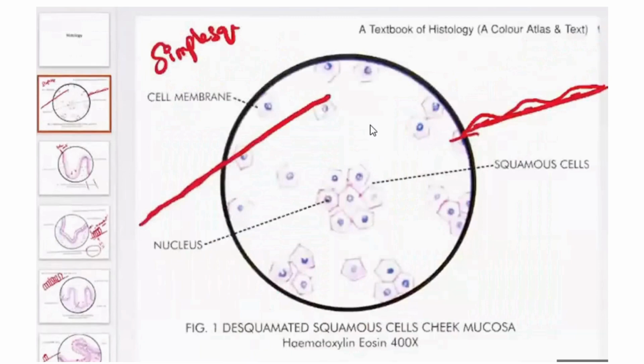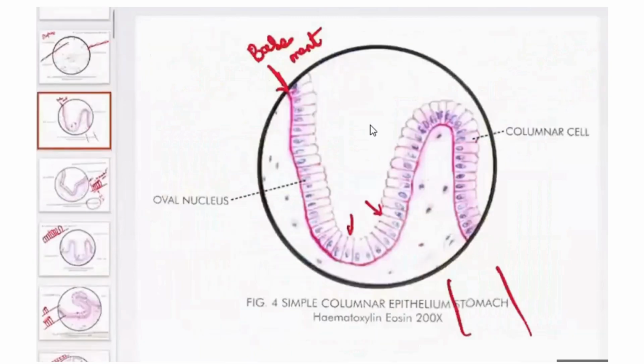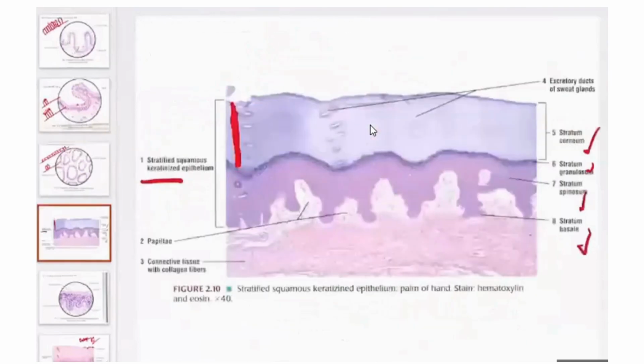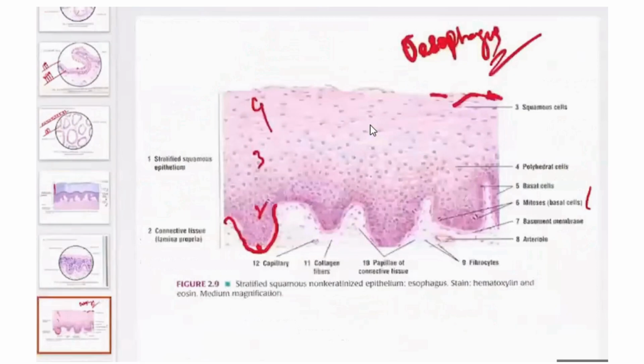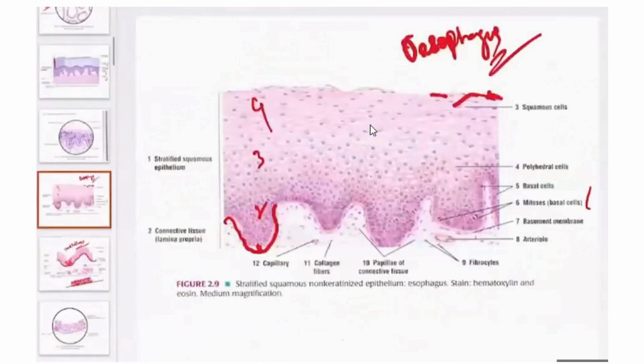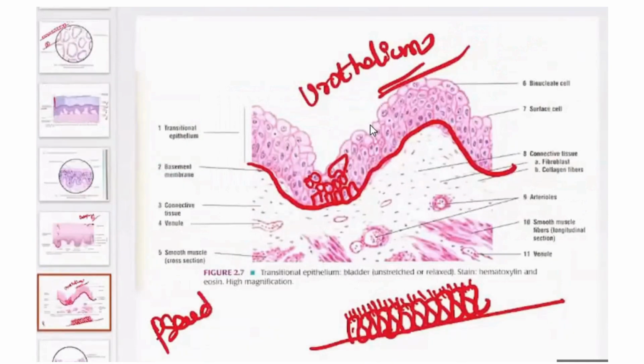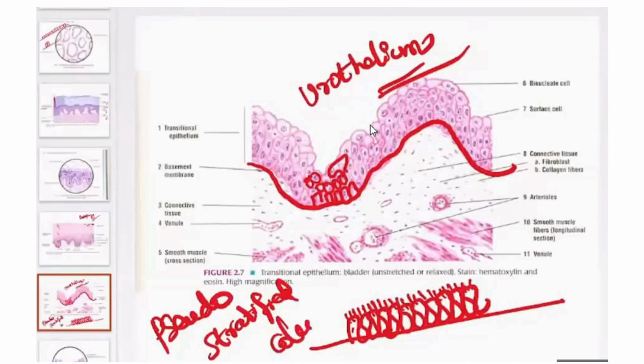So far we completed epithelium: simple squamous, columnar, simple cuboidal, stratified squamous keratinized, stratified squamous non-keratinized, transitional, and pseudostratified ciliated columnar epithelium.